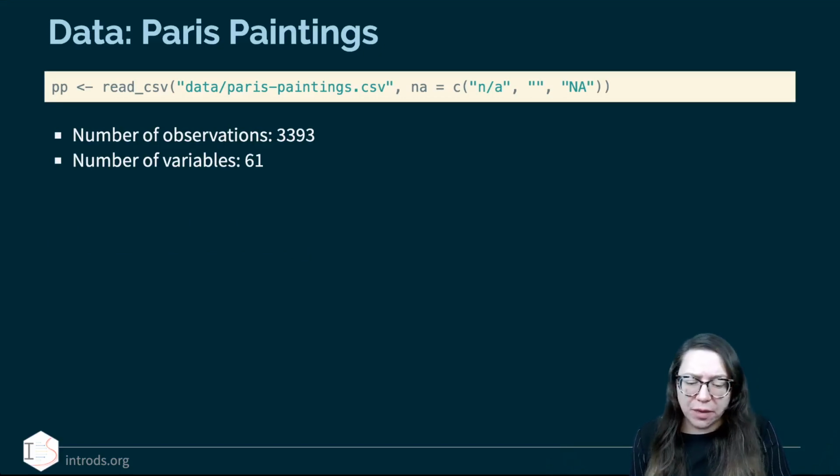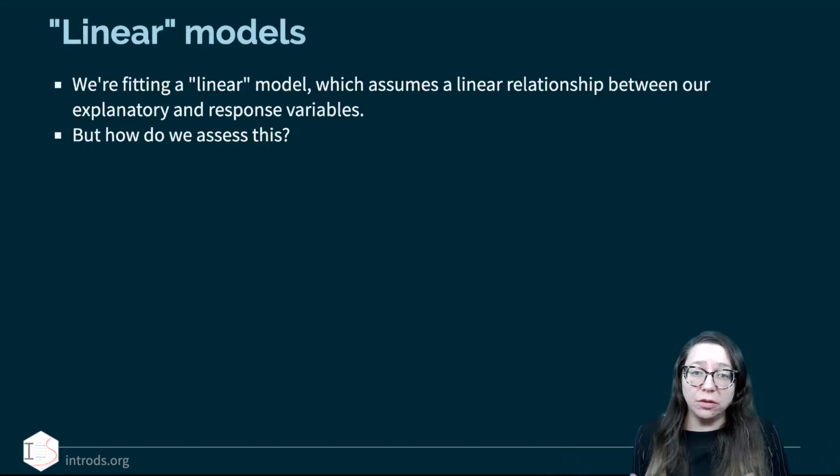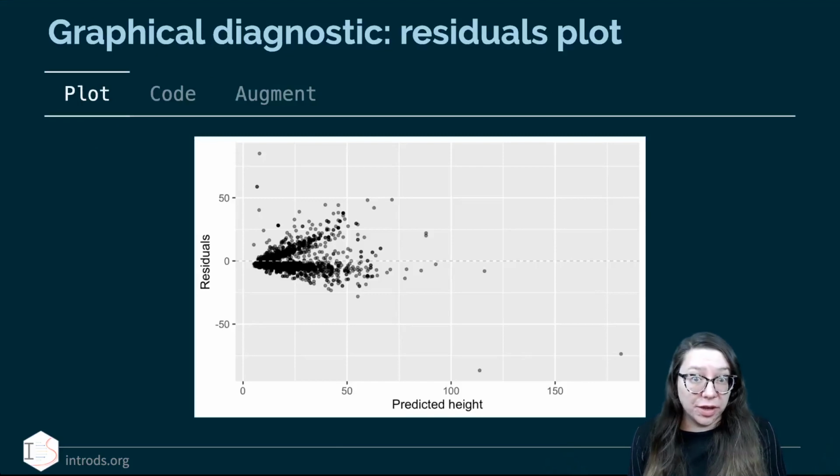And for the time being, we're only working with a couple variables at a time. We're fitting a linear model, which assumes a linear relationship between our explanatory and response variables. But how do we assess this? One of the things we can do is look at a residuals plot, but let me backtrack for a second.